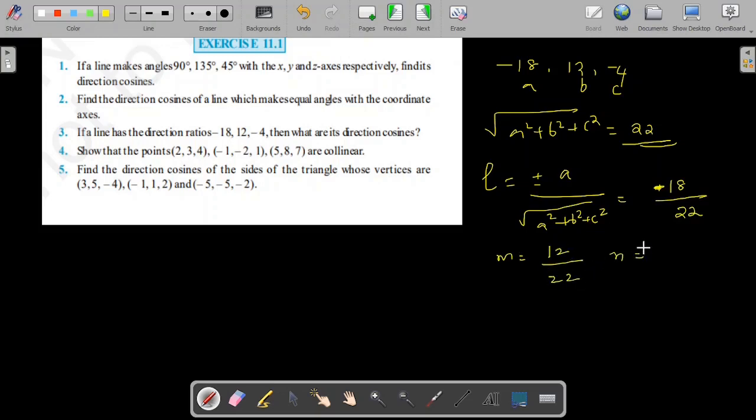N is equal to plus or minus, also you can add minus 4 divided by 22. These are the direction cosines of a line whose direction ratios are given.